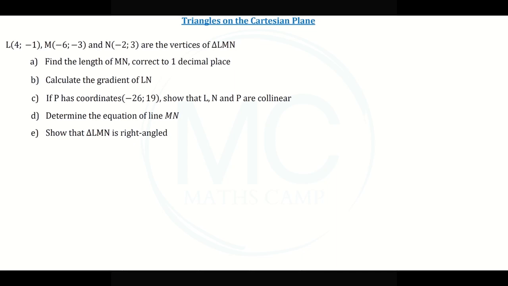L, M, and N are the vertices of triangle LMN. Part A, find the length of MN, correct to 1 decimal place. B, calculate the gradient of LN.